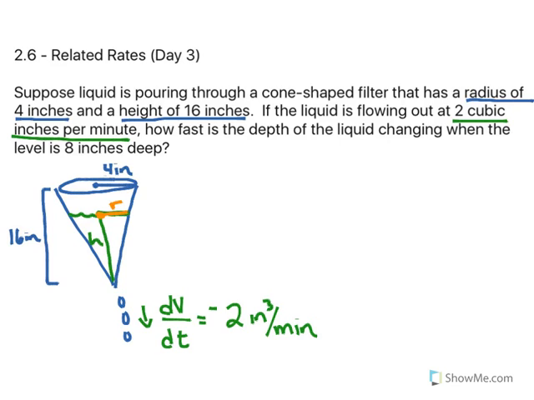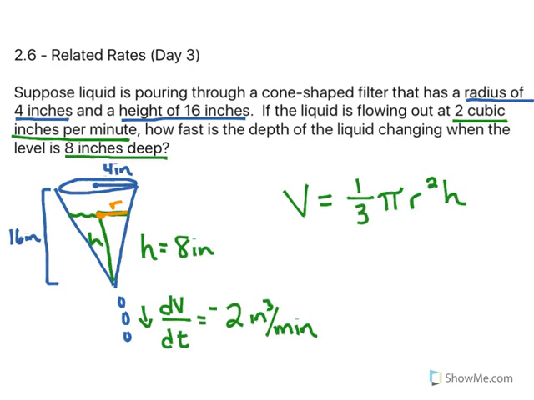Okay. So what do we do from here? We know that we're going to end up having the level be 8 inches deep. So this h is going to be equal to 8 inches. So we have 8 inches for h. We have negative 2 cubic inches per minute for dV/dt. We're going to need a volume equation. So the volume of a cone is equal to 1/3 pi r squared h. Okay, remember that formula will be provided to you. You are not responsible for memorizing that.